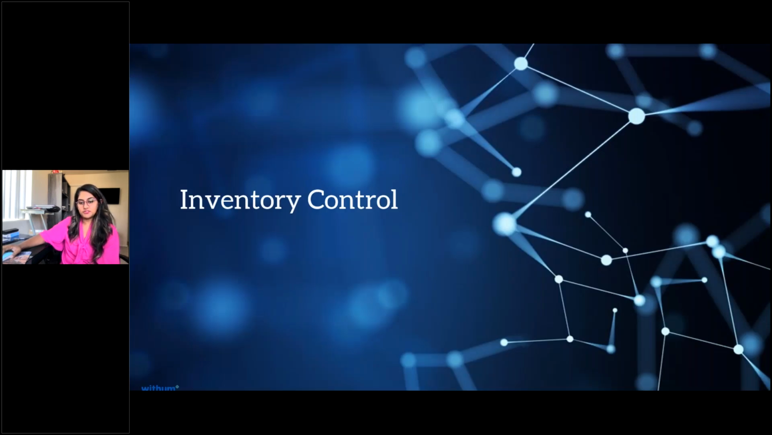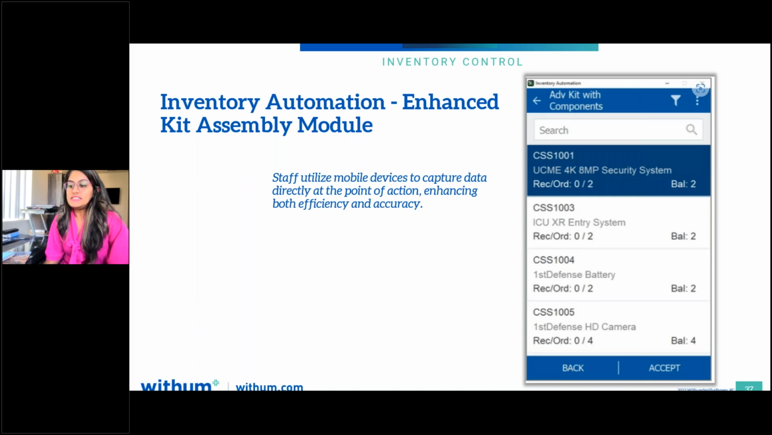Awesome. The next is inventory control. With Sage Intacct inventory automation, employees use cell phone devices to capture data at the point of activity for increased efficiency and accuracy. So obviously, inventory automation is an add-on module within inventory. The new advanced kit assembly add-on module automates kit building and offers several benefits, such as it prompts you to select the correct components and quantity. It supports finished goods and components tracked by lot number, serial number, and expiration date.